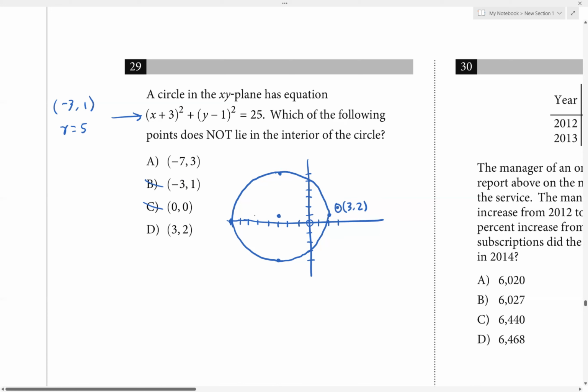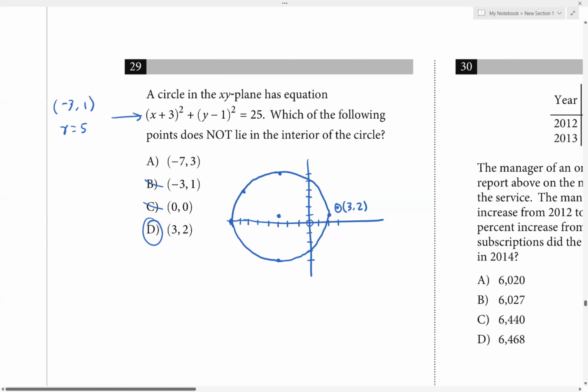And then (−7, 3). 1, 2, 3, 4, 5, 6, 7, and 3. Seems like it's right on the circle, right? If I graphed it correctly. So between the choices, it's definitely D. D is definitely outside. Okay, so it had to be D.